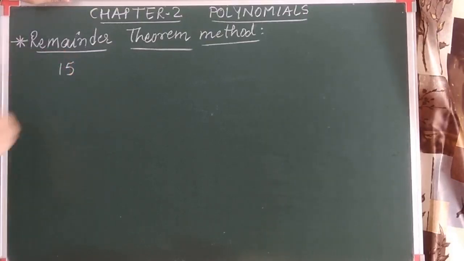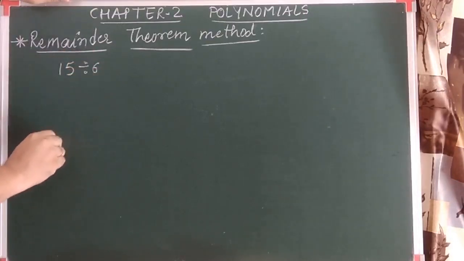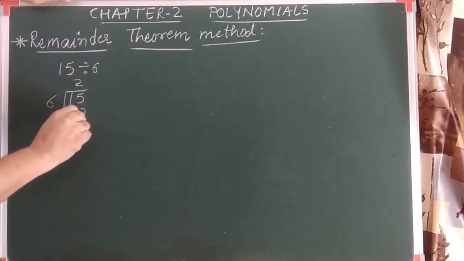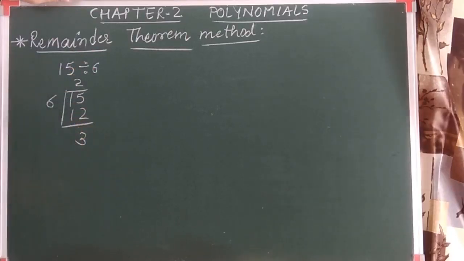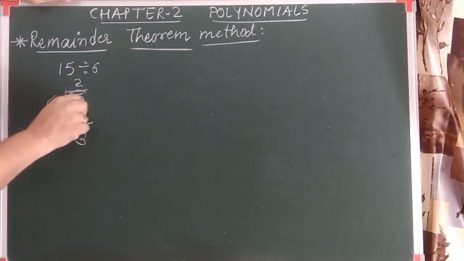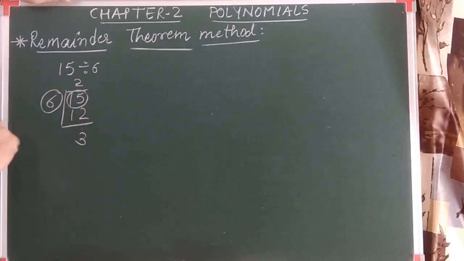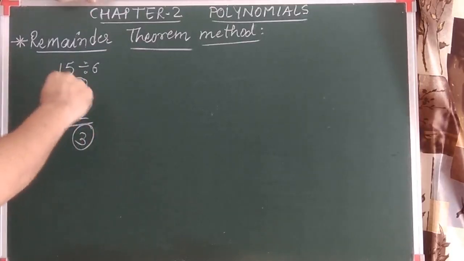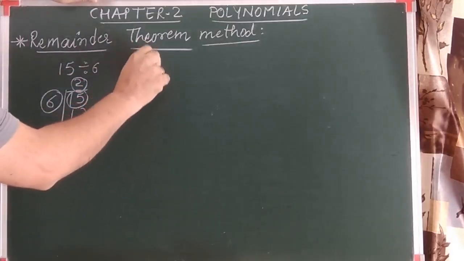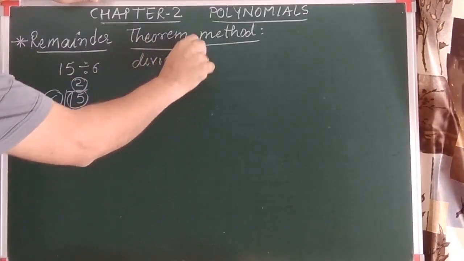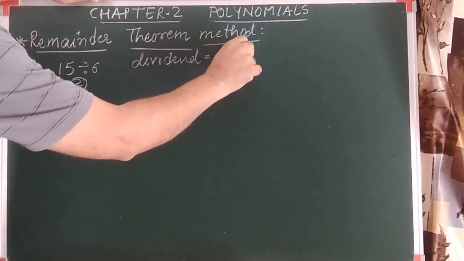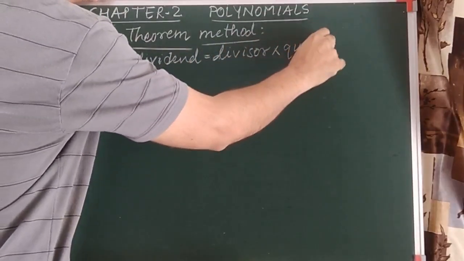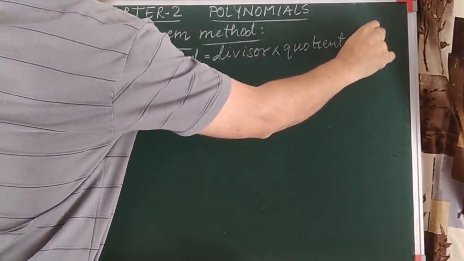If I divide 15 with 6, we know that 6 2s are 12 and 3 is the remainder. So we can say that 15 is the dividend, 6 is the divisor, 2 is called the quotient, and 3 is called the remainder. So we used to write in this way: dividend equals divisor into quotient plus remainder.